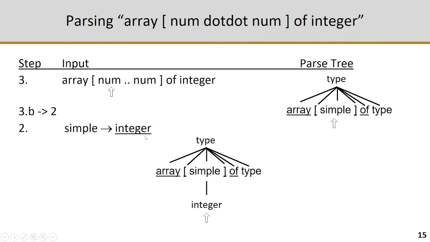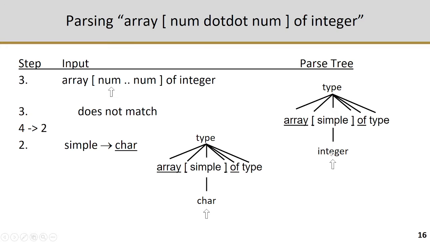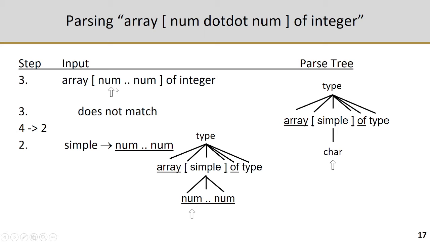The first rule is simple to integer, so we can place integer here, but integer does not match the number at the input, so we have to try another rule. And the next rule is simple to character, so we can place character here, but character does not match the number at the input, so we have to try another rule. And the next rule for the simple is num.num, so we place num.num here.